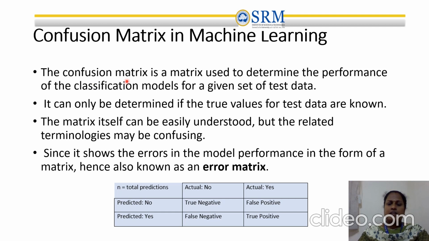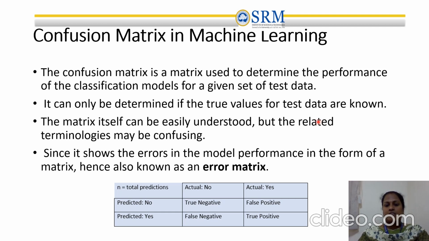This machine learning algorithm is analyzed based on the performance metrics. So to understand the performance metrics, first we have to know about the confusion matrix in machine learning. This is used to determine the performance of the classification model for the given set of test data. It can only be determined if the true values for the test data are known.